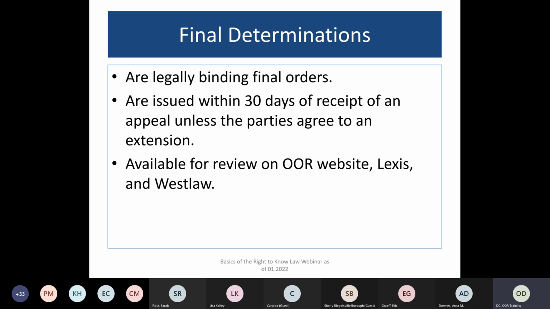The product of an appeal is what's called a final determination. That's the decision from our office. These are legally binding final orders. Okay? They're issued within 30, lately 60 days of the receipt of an appeal due to the extensions. And you can find them on Westlaw, Lexis, and they're also on our website in a searchable database. Everything we've issued since 2010, it's like 30,000 decisions and counting.